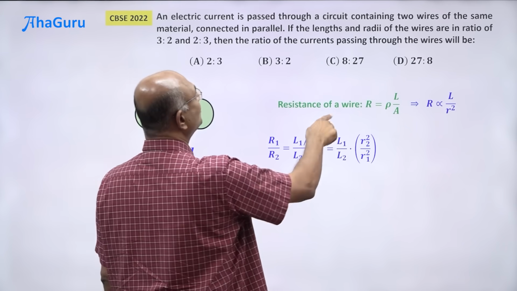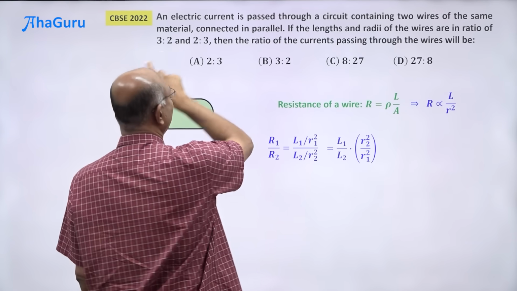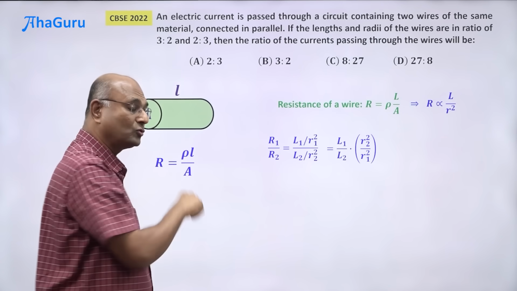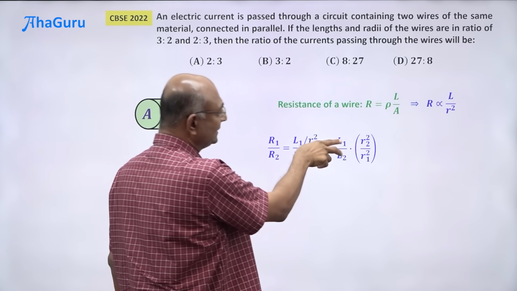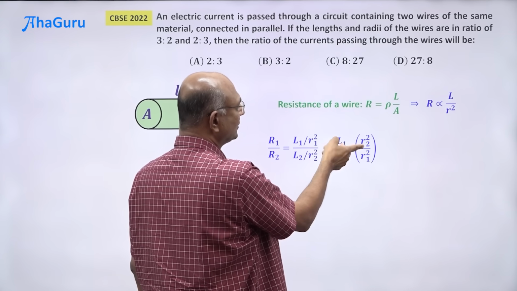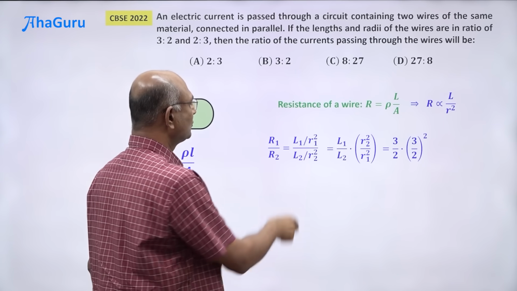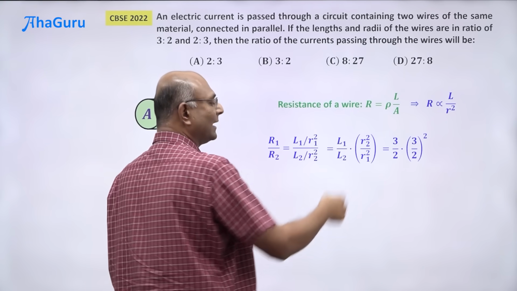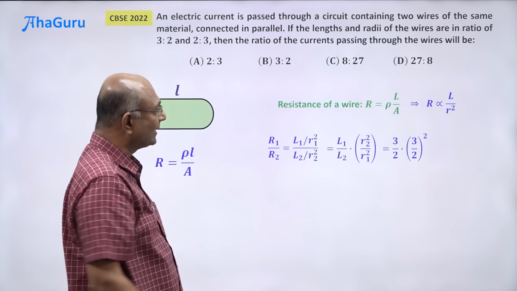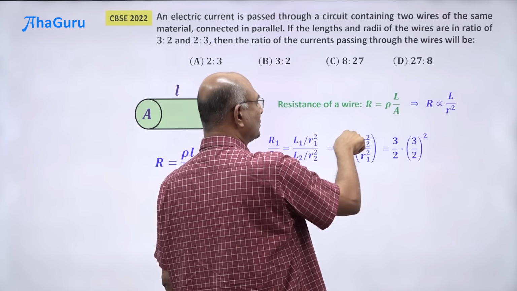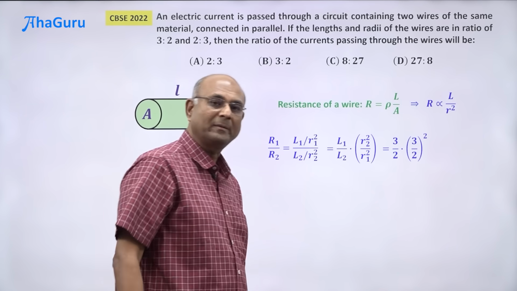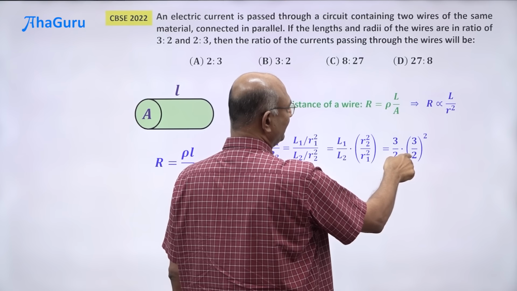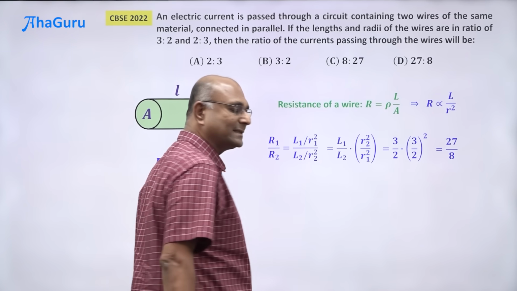Now L1 by L2, the ratio of the lengths is 3 by 2, right? 3:2. r1 by r2 is 2 by 3. This is r2 by r1 whole square. So L1 by L2 is 3 by 2. r2 by r1 is 1 by r1 by r2. r1 by r2 is 2 by 3, so r2 by r1 is 3 by 2. So 3 by 2 whole square, because there is a square there, there is a square here. So this is going to give us 9 into 3, 27 by 4 into 2, 8. So basically 27 by 8.